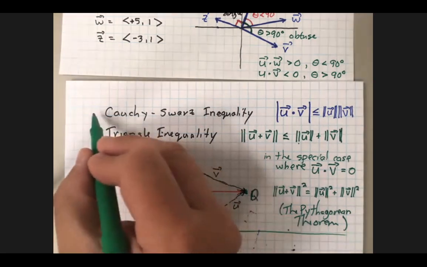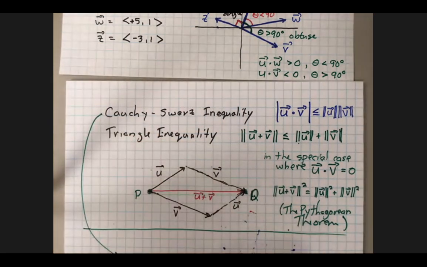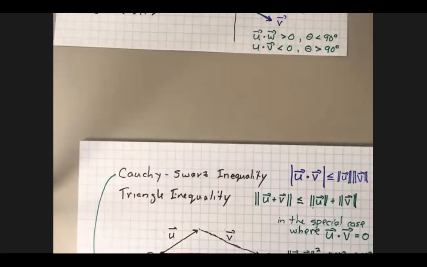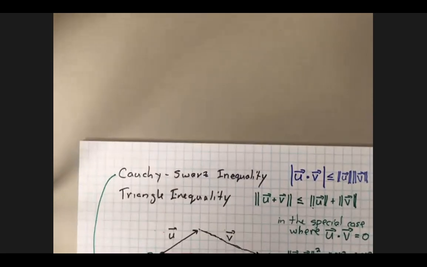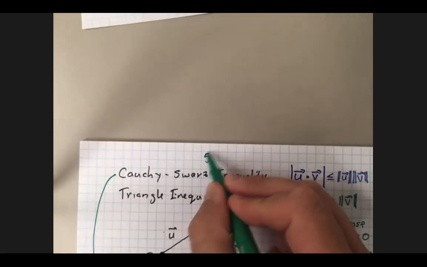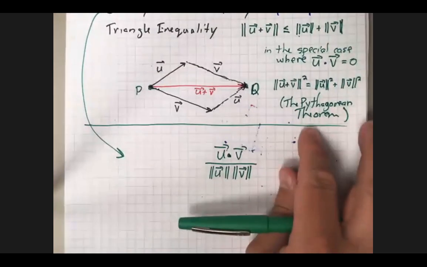Well, let's take the Cauchy-Schwarz inequality and look at u dot v divided by mag u mag v. Sorry, numbering papers, finite disk space. Moving papers up, I always struggle with that.